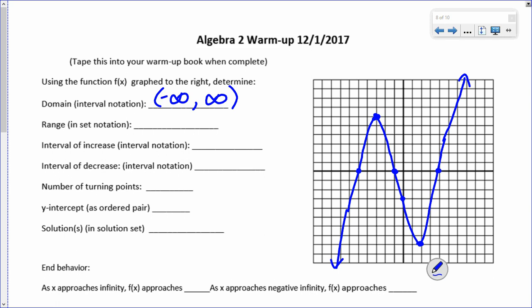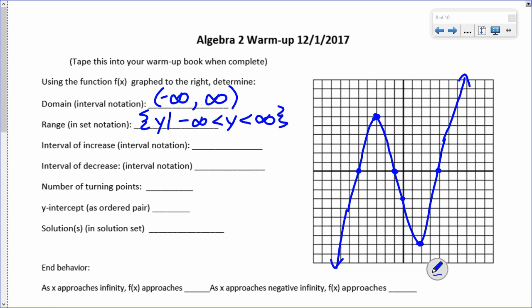Oh, this is hard because I can't make a mistake because no one can point it out to me. And then your range is also all real numbers because it goes from negative infinity all the way up to infinity. So we'll say y such that negative infinity is less than y is less than infinity. And that's set notation. This is a good review because we haven't done these in a while.